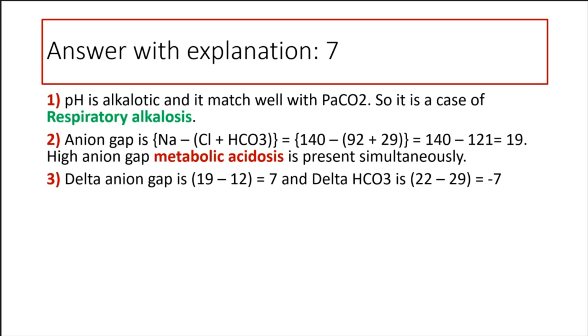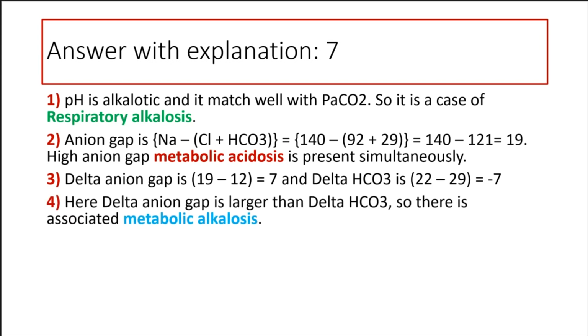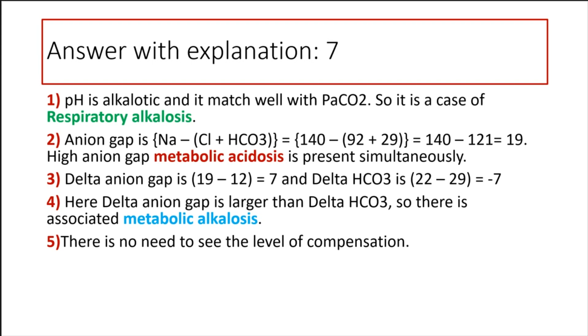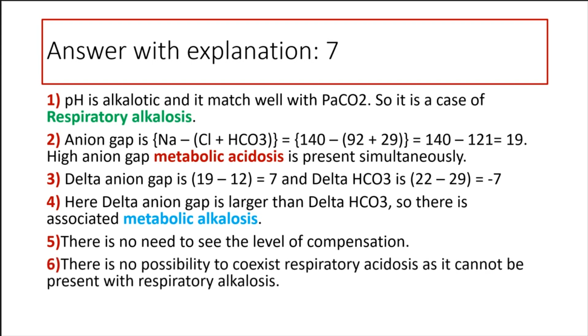3. Delta anion gap is 19 minus 12, equals 7, and delta HCO3 or bicarbonate is 22 minus 29, equals minus 7. 4. Here delta anion gap is larger than delta HCO3 or bicarbonate, so there is associated metabolic alkalosis. 5. There is no need to see the level of compensation. 6. There is no possibility of coexisting respiratory acidosis, as it cannot be present with respiratory alkalosis.